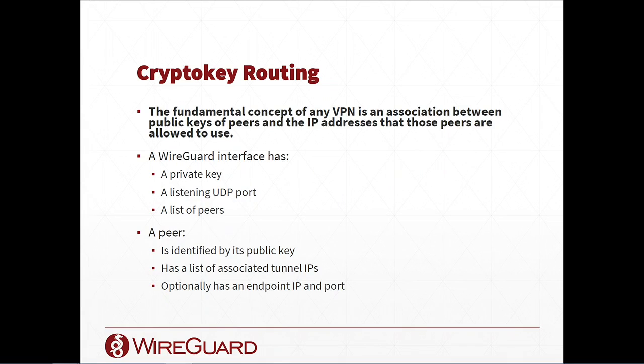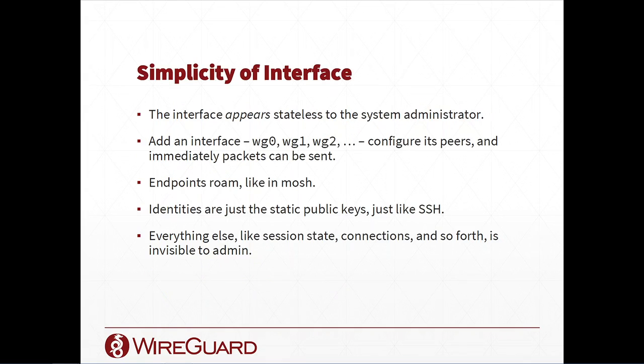So each WireGuard interface has its private key, it has a listening UDP port, and it has a list of peers. Each peer is identified by its public key, and it has a list of associated tunnel IPs, a list of IP addresses that peer identified by its public key is allowed to be inside of the tunnel. And of course, it optionally has the endpoint IP and port of another peer that it's talking to.